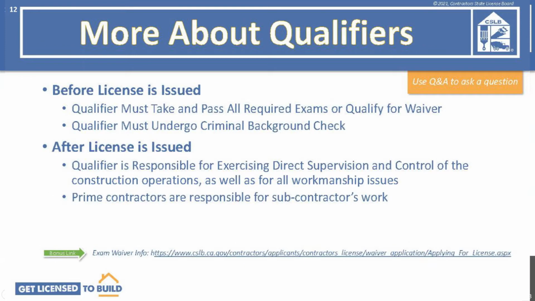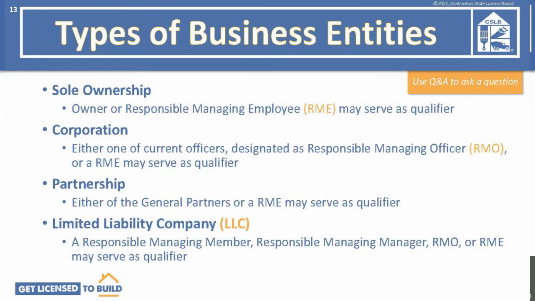The qualifier must also undergo the criminal background check. We will go more in depth on that in a few minutes. After the license is issued, the qualifier must be in position to exercise direct supervision and control of the company's operations. They are also responsible for all workmanship issues. It is also important to note here that if you are trying to get a B general building license and you hire subcontractors to work under you, you are responsible as a project's prime contractor for the work that they do.